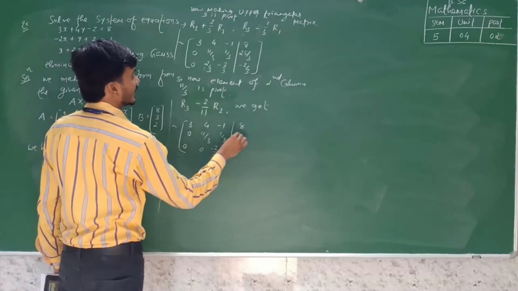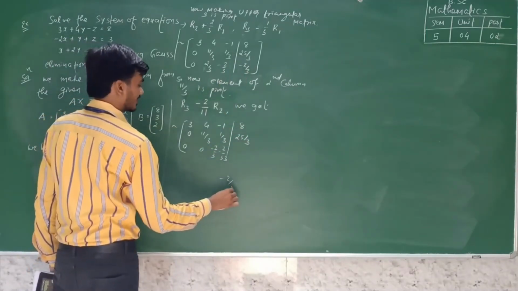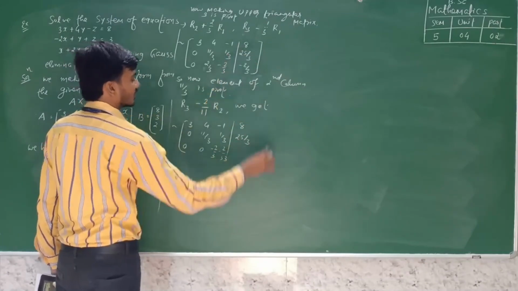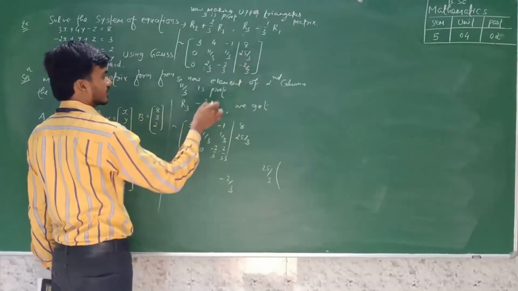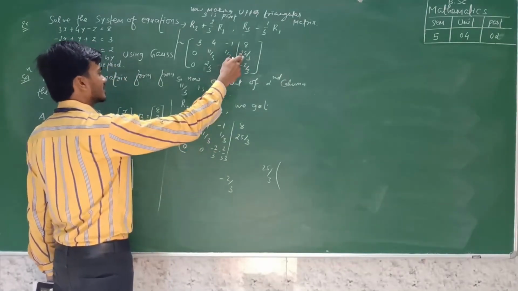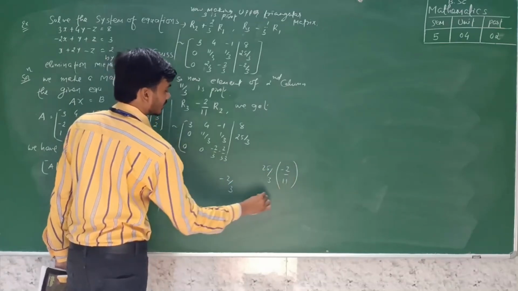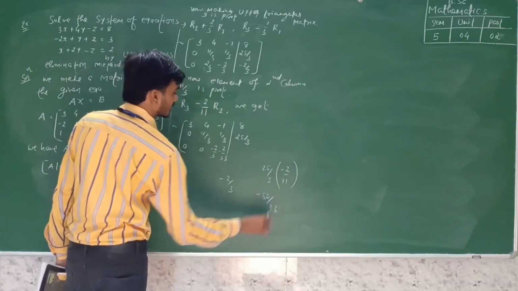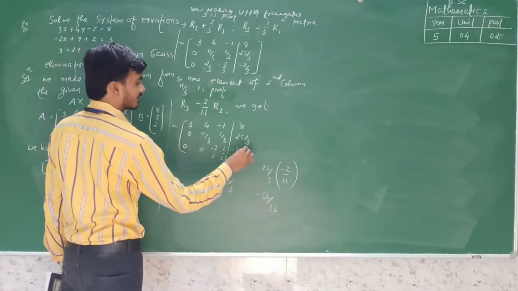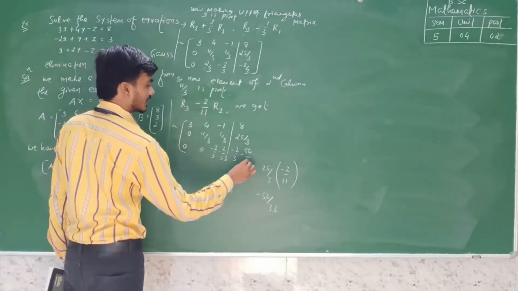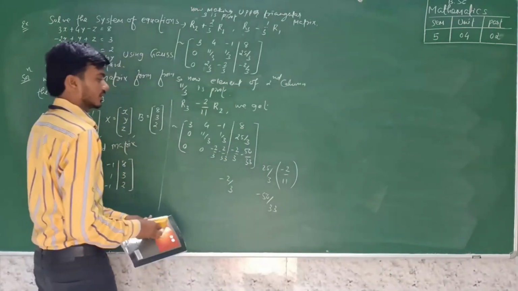Sum here 8, here 25 by 3, and here the element minus 2 by 3. 25 by 3 is multiplied, every element of the second row is multiplied by minus 2 by 11, so minus 50 upon 33. So here minus 2 by 3 and adding the value minus 50 upon 33.